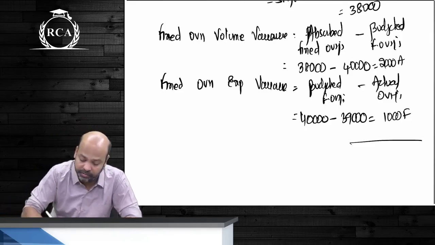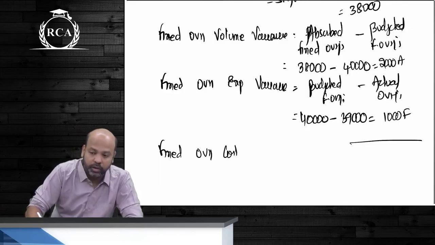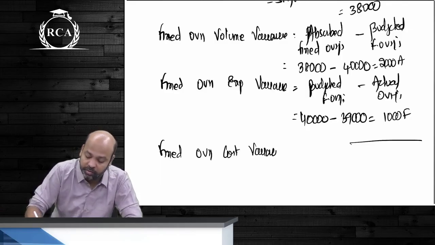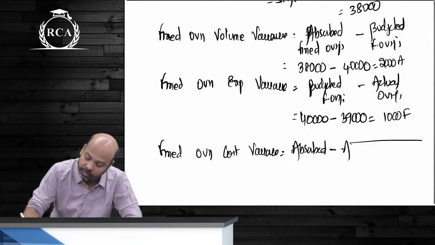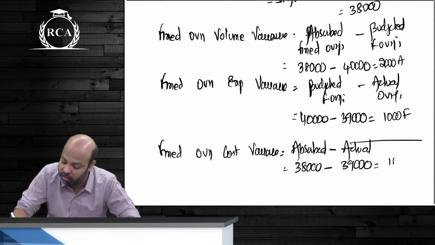Total of both, beta, is the fixed overhead cost variance or just fixed overhead variance. Your overall fixed overhead variance can also be written as, guys, absorbed minus actual. Absorbed is 38,000, actual is 39,000. You will have an adverse variance of 1,000 rupees.